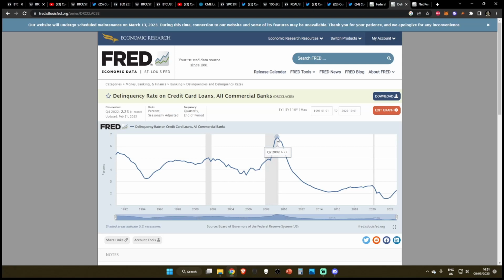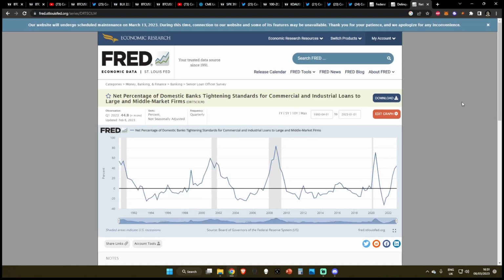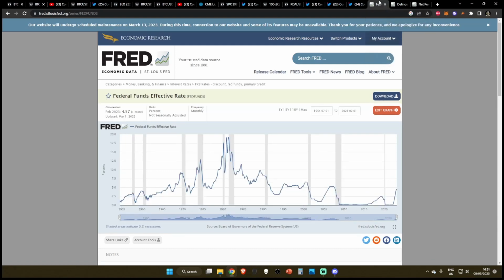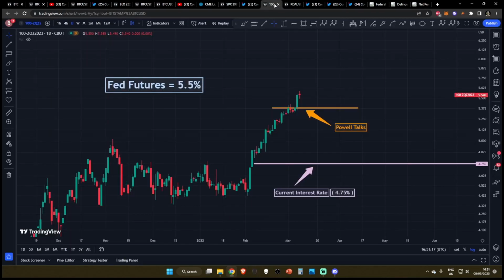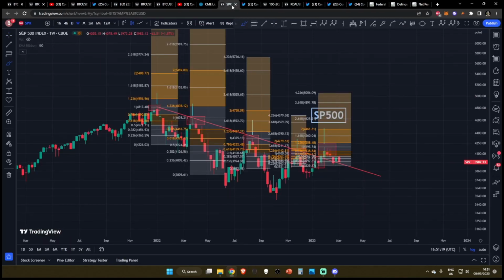Now, also because of this, because the delinquency rate is going up at this moment in time, the banks are becoming much more picky with who they are lending to. The tightening standards for lending is going up at this moment in time. So interest rates up, delinquency up, net percentage of banks tightening is going up. All of these things tie in with these charts that we've been looking at in the market.